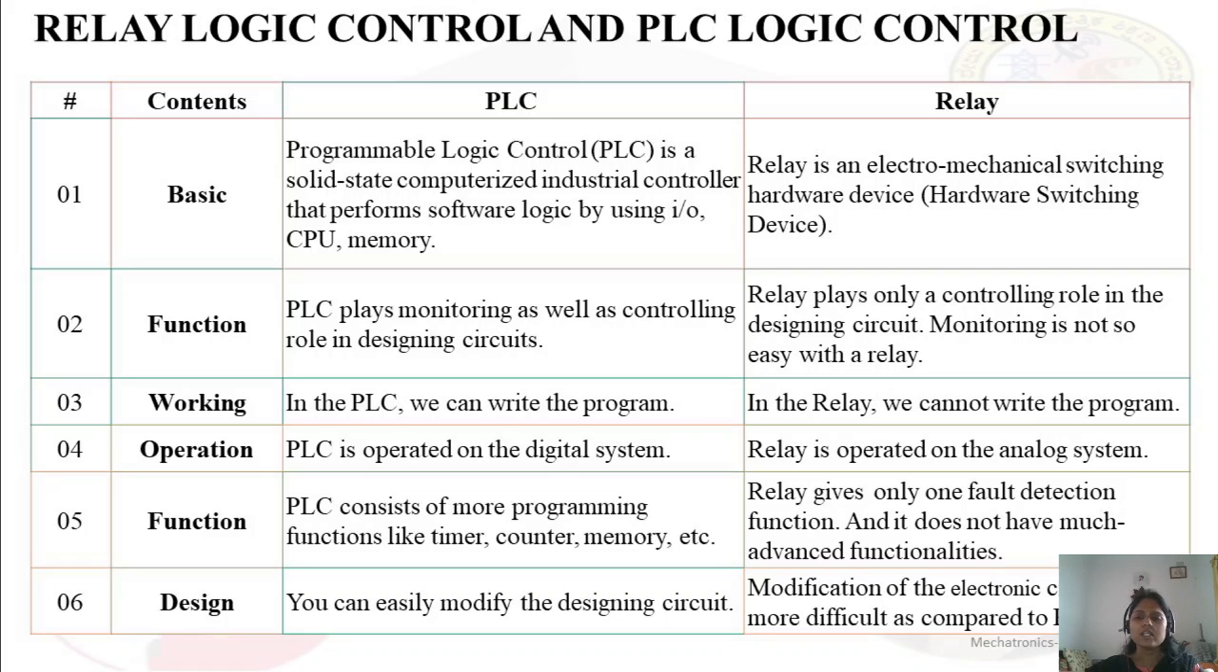Operation. PLC is operated on the digital system, but the relays are operated on the analog system. Function. PLC consists of more programming functions, like timers, counters, memories, etc. But in case of relay, the only function is the fault detection function. It does not have any advanced functionalities. Design. You can easily modify the designing circuit, but in case of relay, the modification is very difficult.